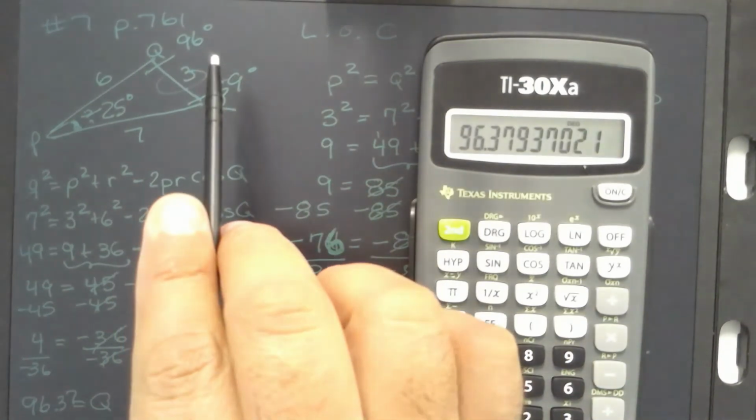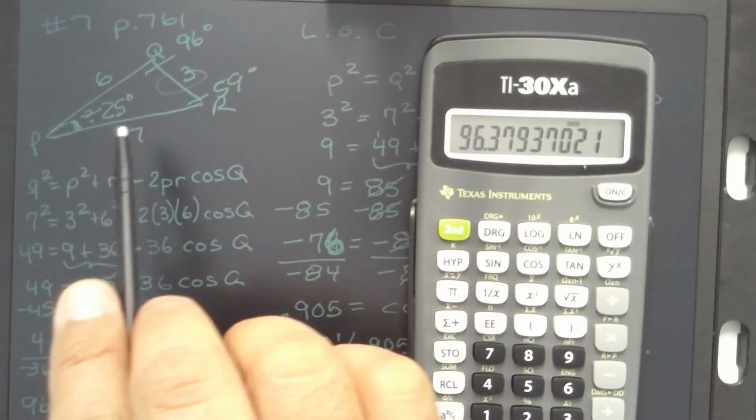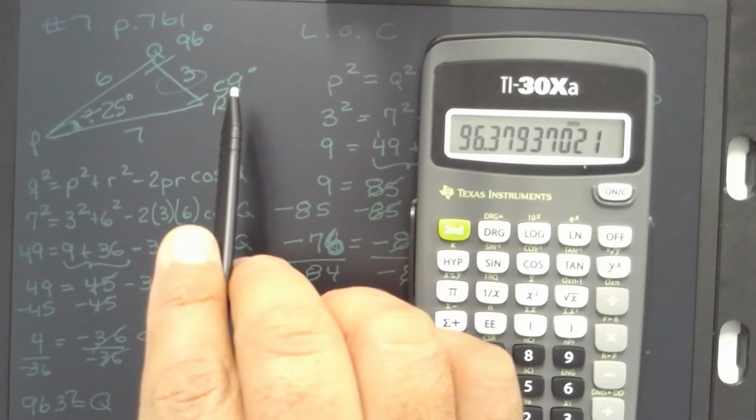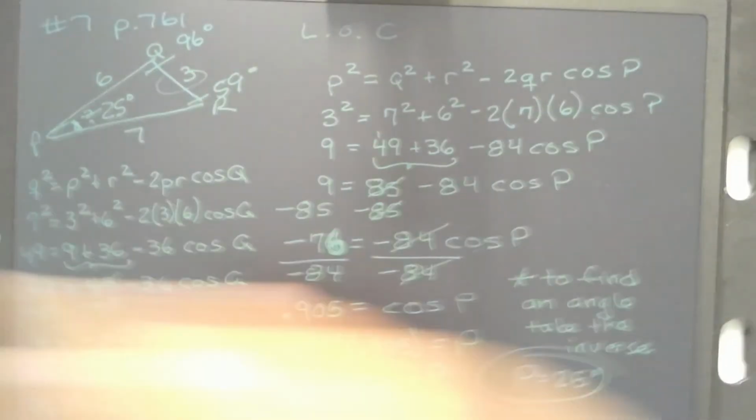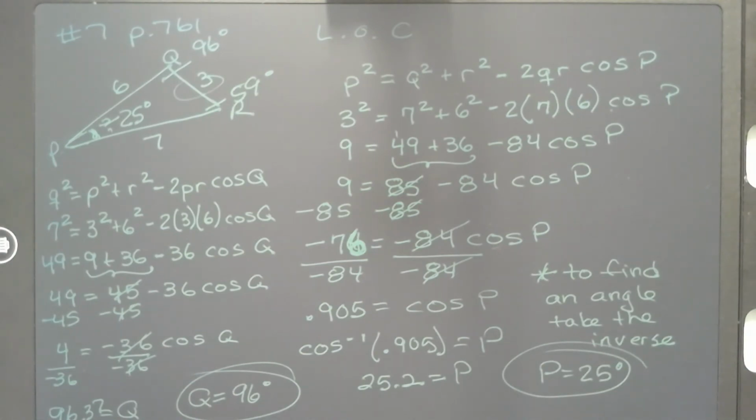So this is 96 degrees, this will be 25 degrees, and you can apply the triangle sum theorem to get the last one, which is 59 degrees. Any questions on this part over here? Good? All right.